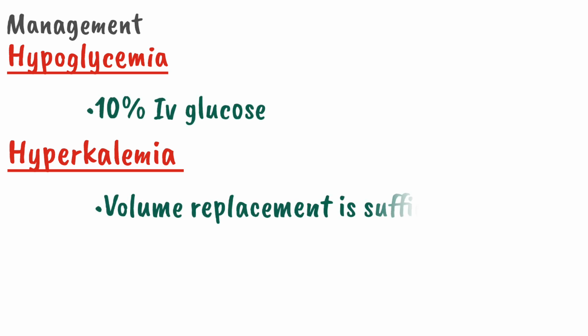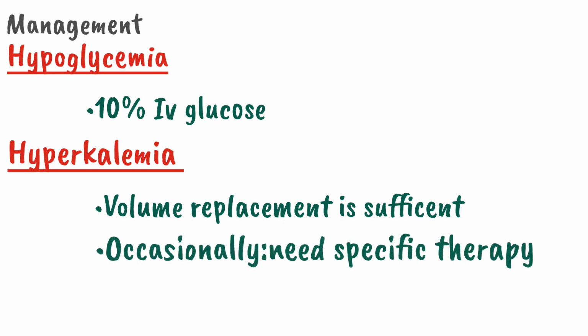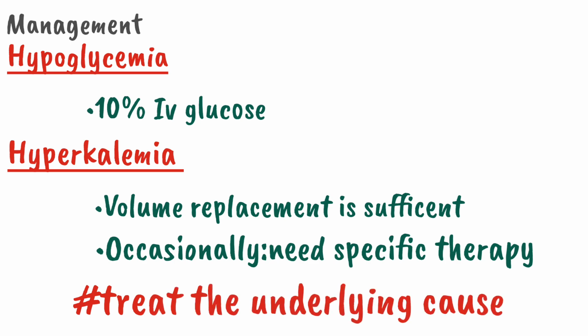After hydrocortisone, the next things you have to manage in adrenal crisis are hypoglycemia and hyperkalemia. The hypoglycemia is corrected with 10% IV glucose. For hyperkalemia, volume replacement is sufficient. No extra treatment is usually required. The volume replacement will treat the hyperkalemia, but occasionally it may require certain therapy. So it was all about the management of adrenal crisis. The last thing which I have to discuss is that when a patient has adrenal crisis secondary to a certain precipitating factor, we have to treat the underlying cause.